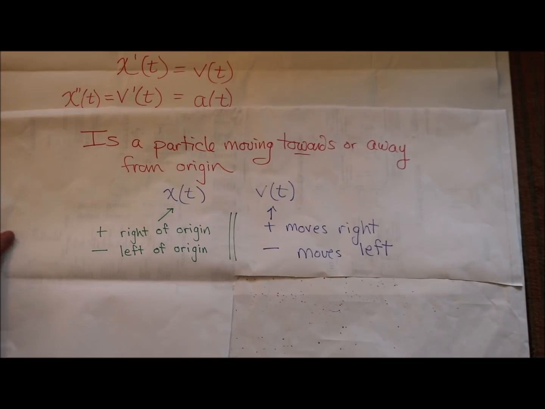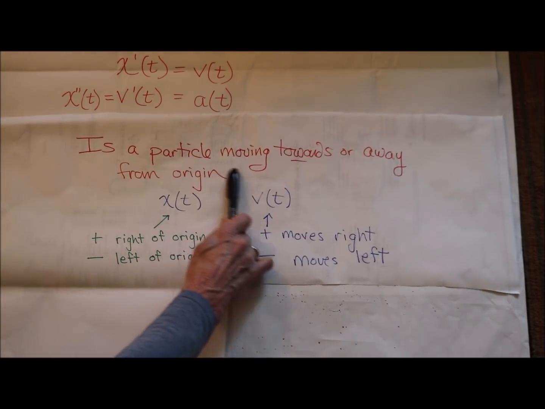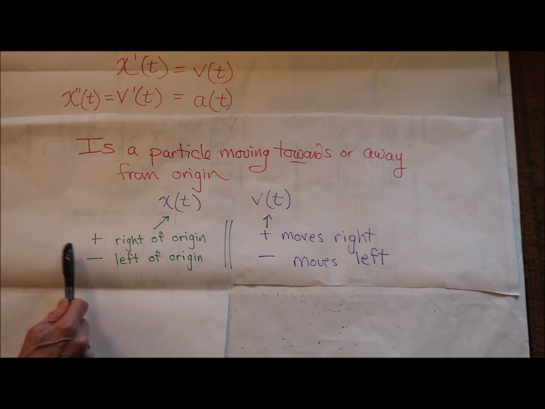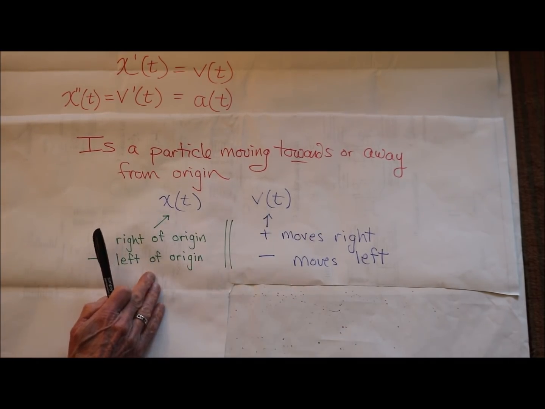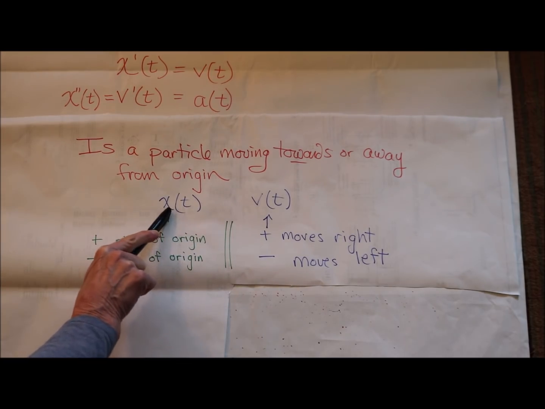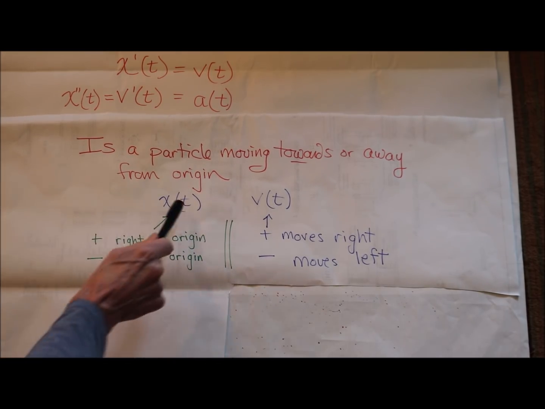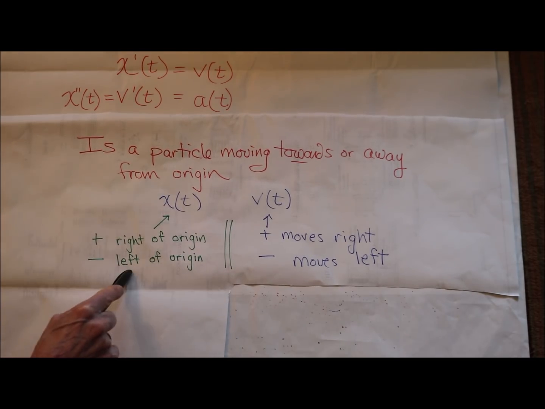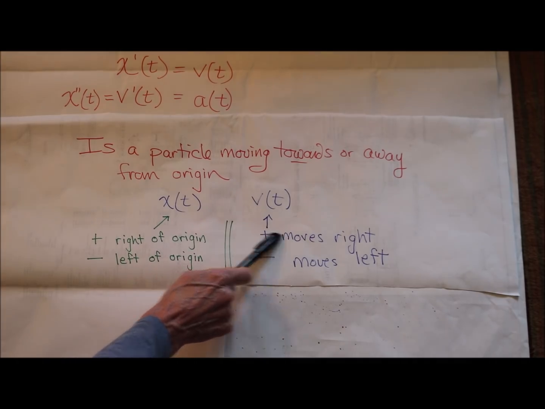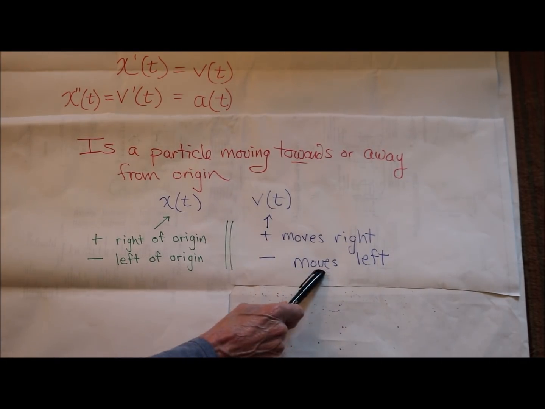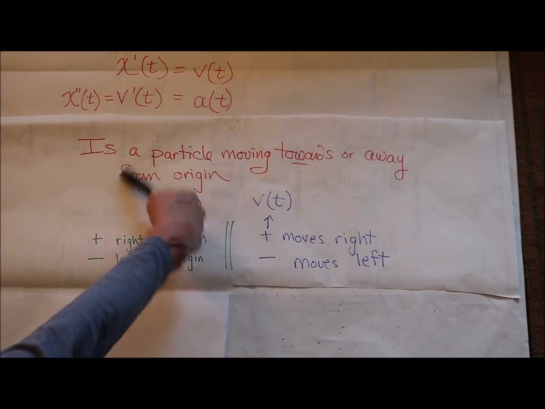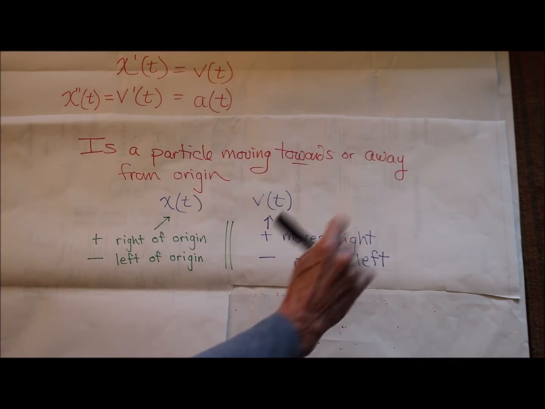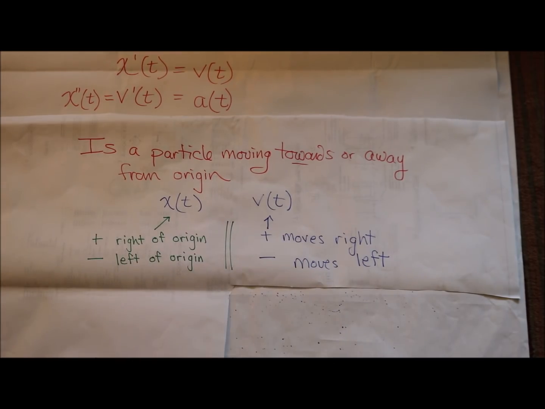Also, occasionally they'll ask, is a particle moving towards or away from the origin? So if x of t is my position and v of t is the velocity, you just have to know where the particle is. If it's in positive land, that means I'm to the right of the origin. If it's negative, I'm to the left of the origin. If velocity is positive, I'm moving to the right. If velocity is negative, I'm moving to the left. So to know if your particle is moving towards or away from the origin, you have to know its position, know where it is, and the direction it's moving in.